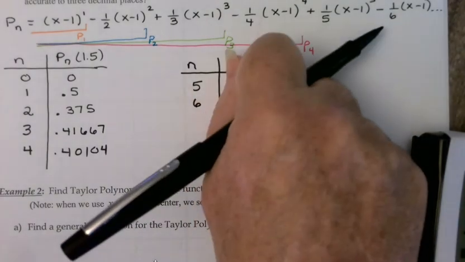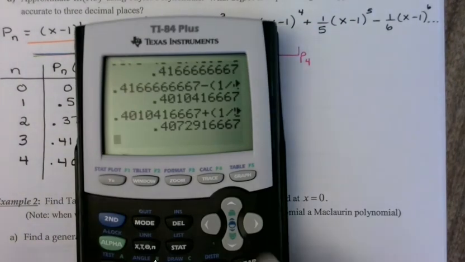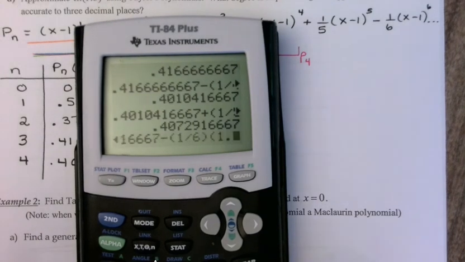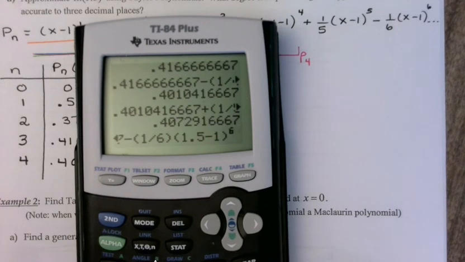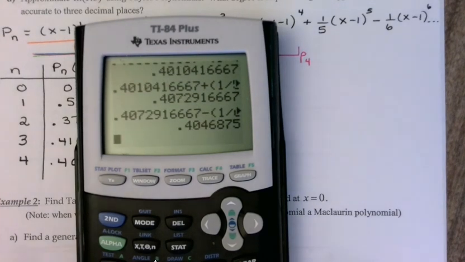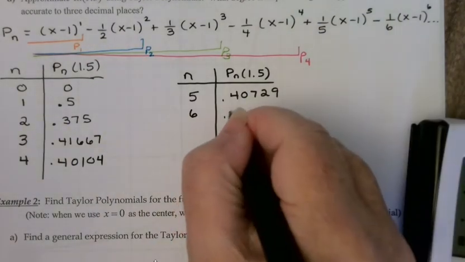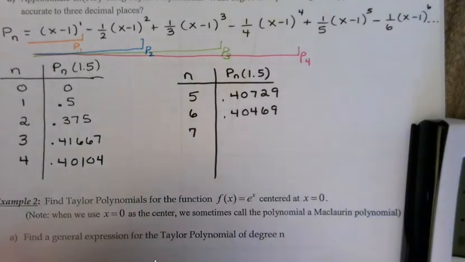For the 6th one, I'm going to add on this term. So I take what I already had, I subtract 1/6 times 1.5 minus 1 to the 6th power. If I rounded, I'd have it, but I don't technically have it yet. 0.40469. All right, looks like I'm going to have to go probably just one more.